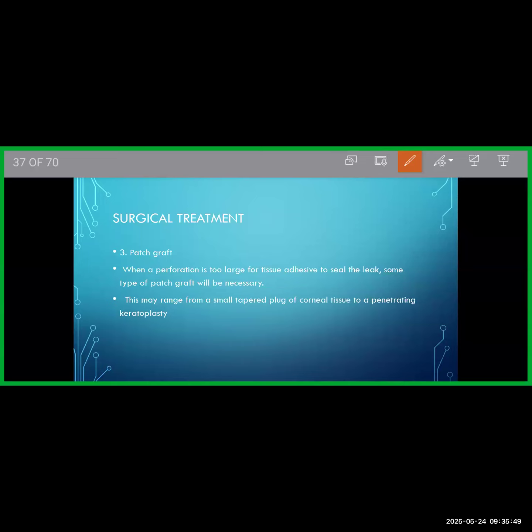Now, a corneal patch as a surgical modality is done when the perforation is too large for tissue adhesive to seal. Some type of patch may be necessary. This may range from a small tapered plug of corneal tissue to penetrating keratoplasty. Penetrating keratoplasty is usually the end point when we have corneal opacity after the condition has healed. So it's like a rehabilitative procedure.